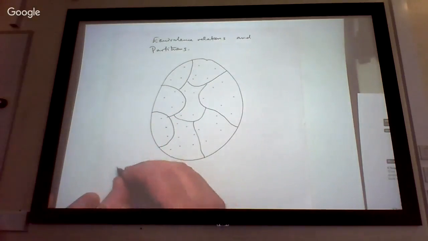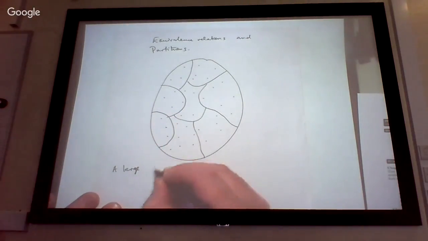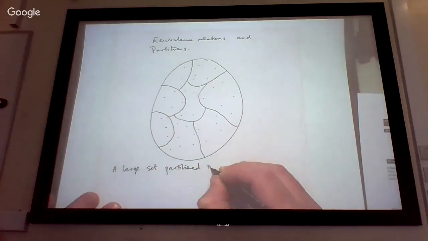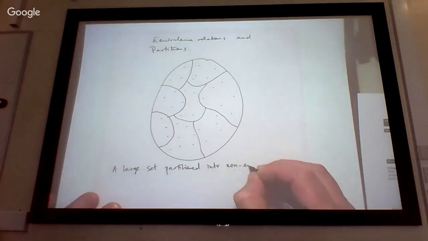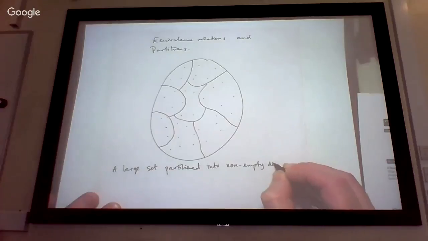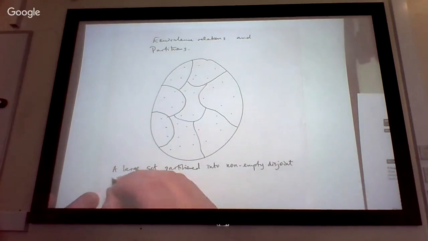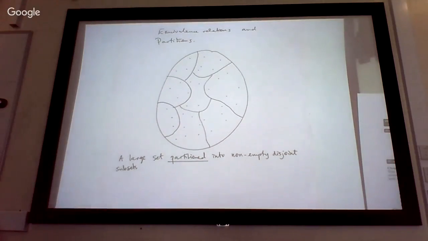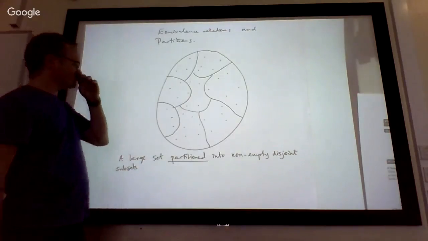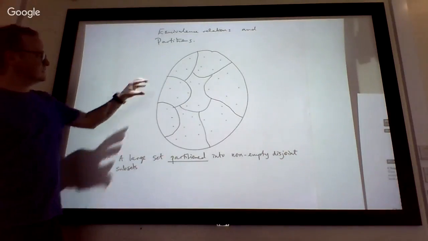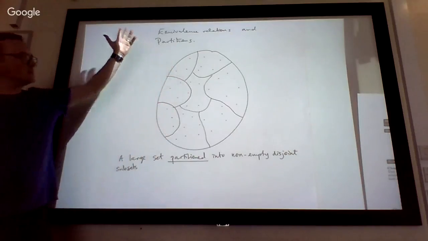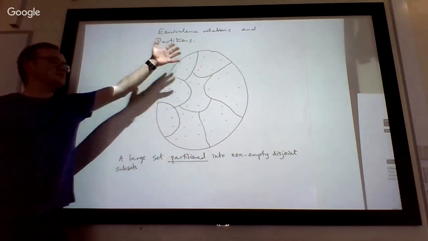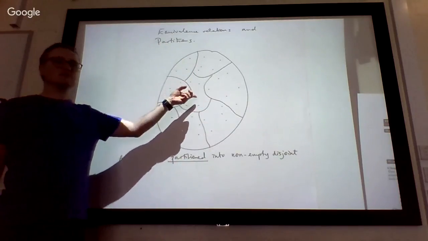Okay? So this is a large set partitioned into non-empty disjoint subsets. That's what a partition is. A partition of a set is where you split it up carefully and exactly. You've got a bunch, maybe an infinite number, of subsets. But there's no overlap between the different subsets, and every element of the original set is in one of the subsets. There are no elements left out.